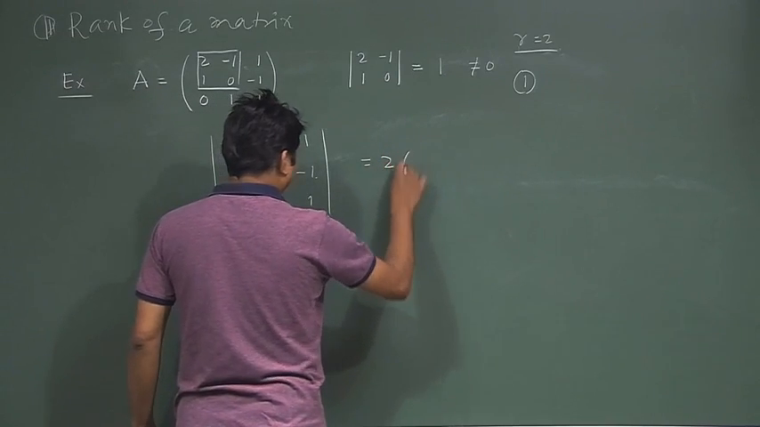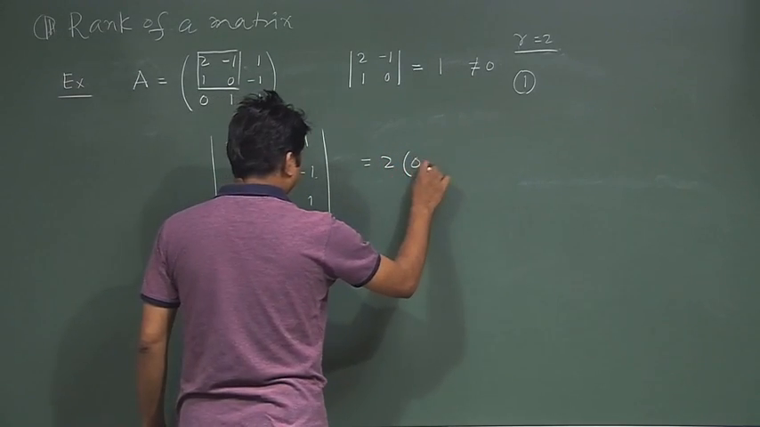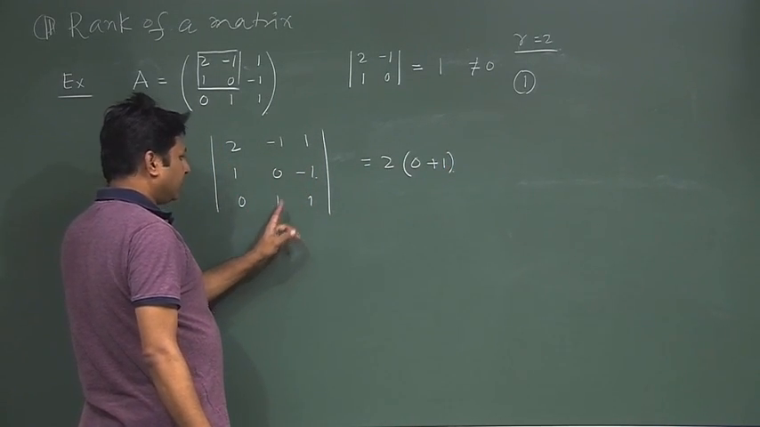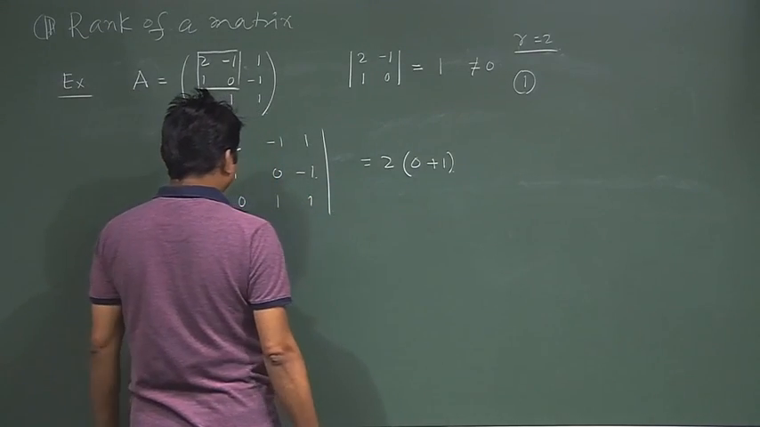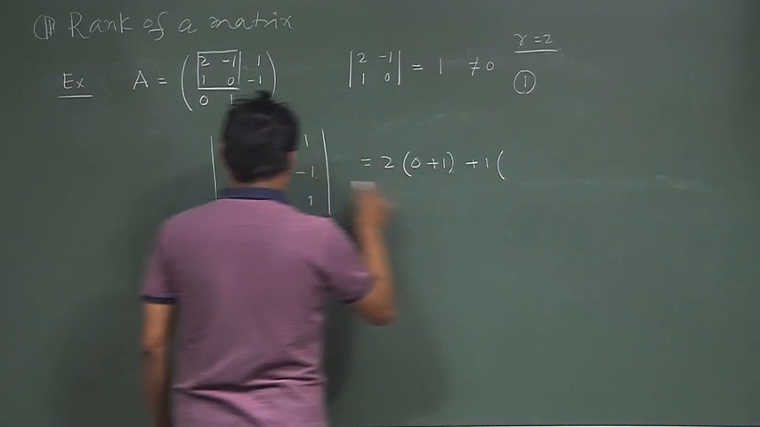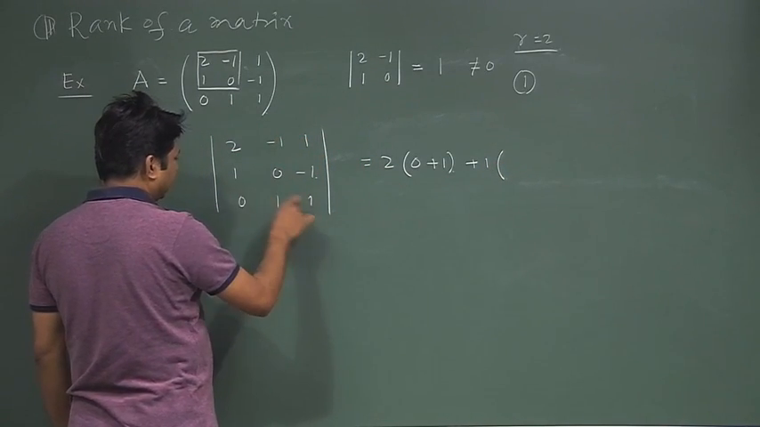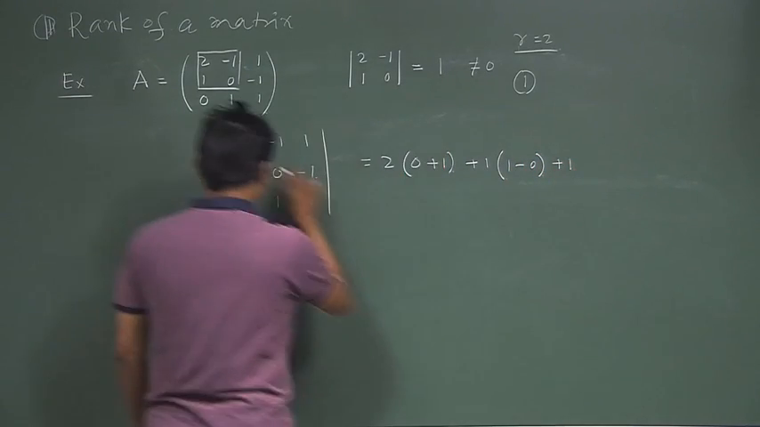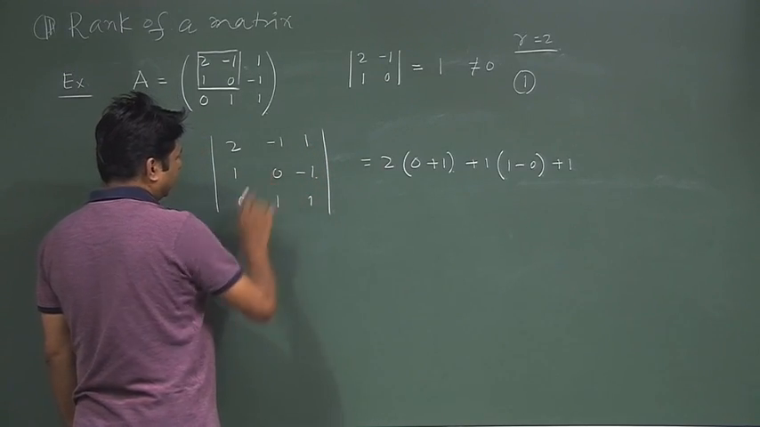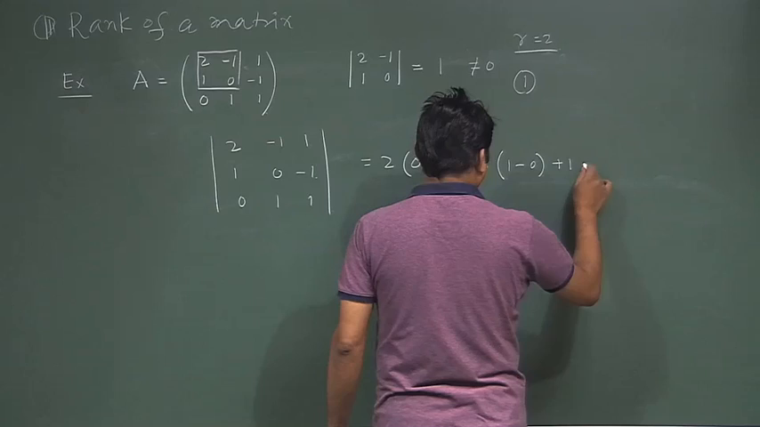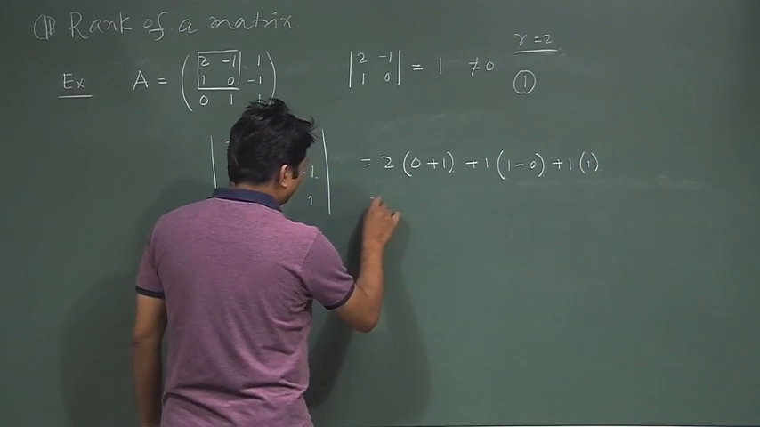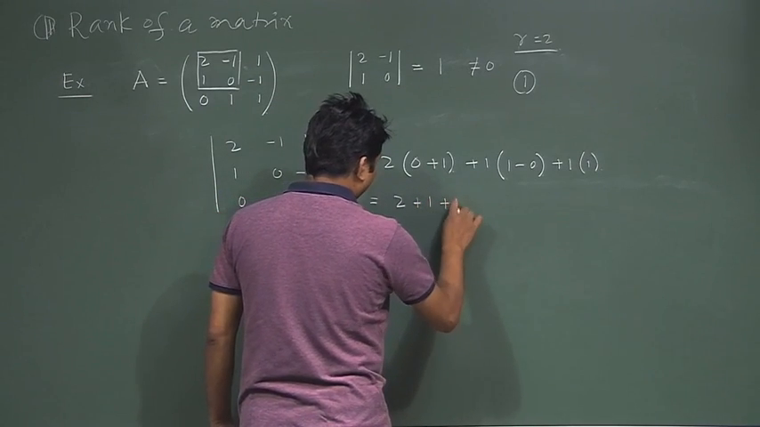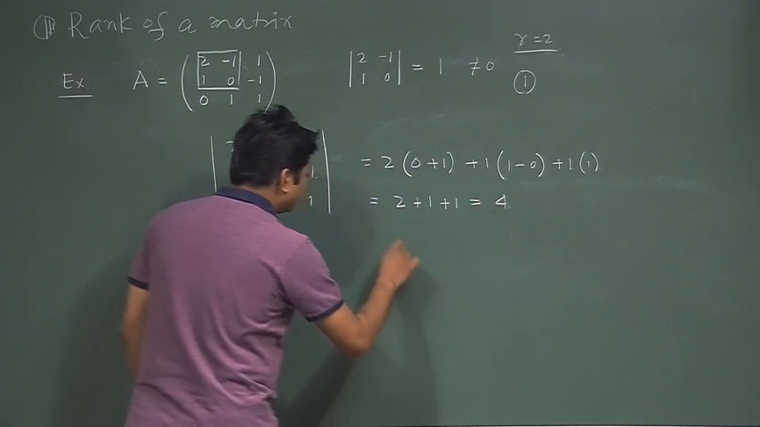So, 2 into 0 plus 1 multiplied by this and this, it is 0, and then minus of minus 1, it is plus, then plus 1 this and this. So, 1 into 1, I will have 1 minus 0, and finally plus 1 this one, 1 into 1 and 0. So, it is again 1. So, it is 2 plus 1 plus 1, which comes out to be 4, which is non-zero.